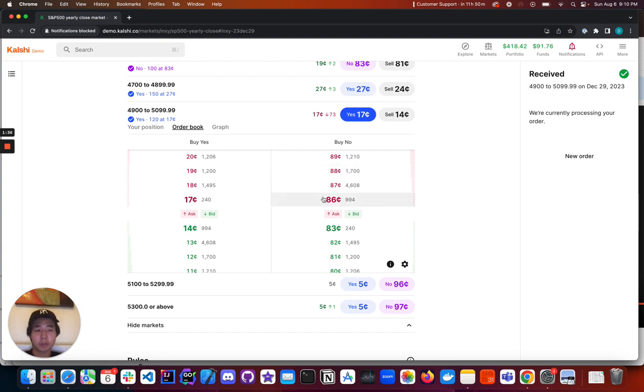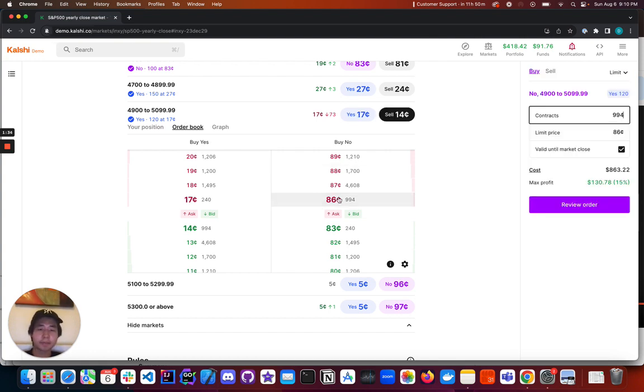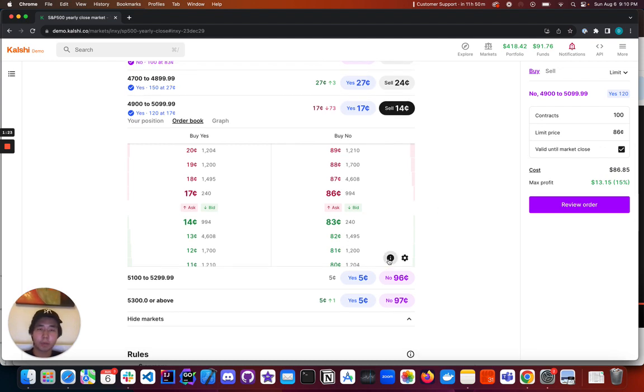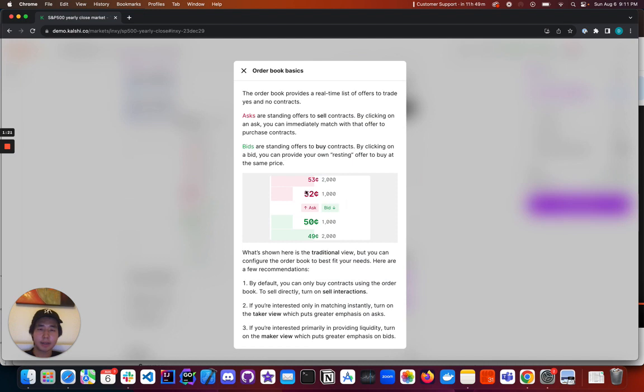And this could work on the no side as well. If you wanted to buy no, you just go over to that lowest ask price, and if you'd like to buy 100 contracts, it's very much the same process. One last thing I'd like to spotlight is the information modal that pops up right there in the order book. This gives you a refresher on what a bid is, what an ask is, something you can reference if you forget what you learned in this video.